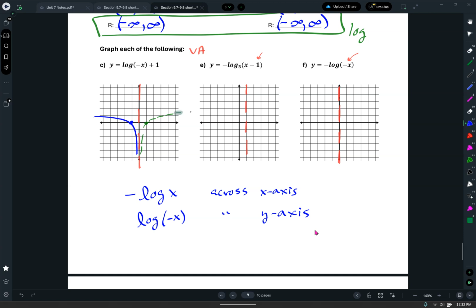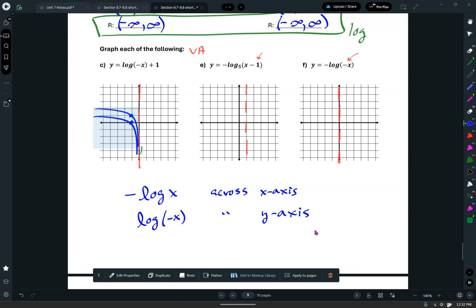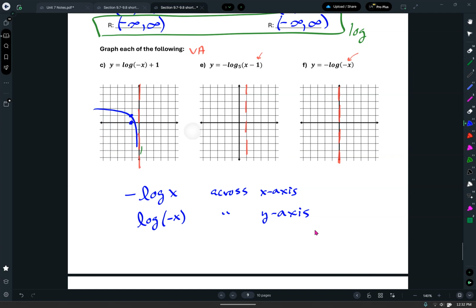Okay, so I just flipped it across the y-axis, but I'm not done with this graph because now it says to move the whole thing up 1. So that point that used to be down there on the x-axis is going to go up 1. So the entire graph just gets moved up 1. If I could get it just to the right spot. Sorry. There we go. Okay. So it was moved up 1.